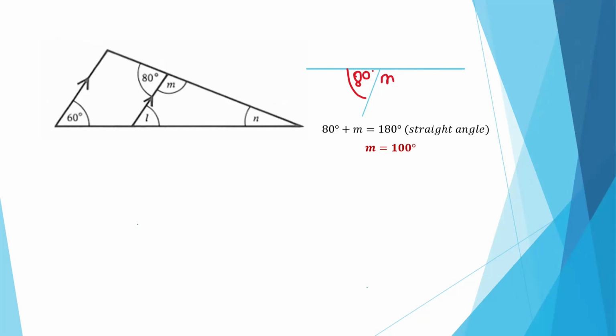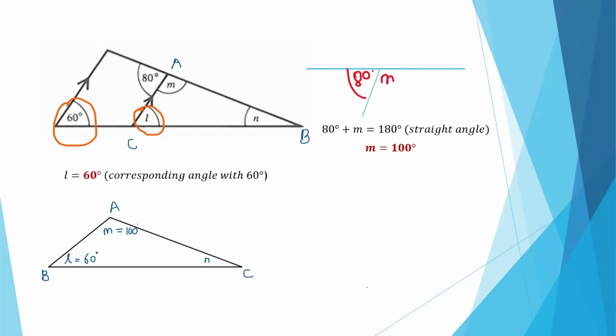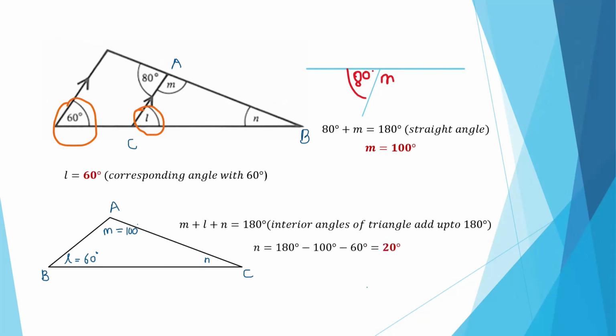Okay, so let's see how we are going to find the L. L is 60 degrees because that is a corresponding angle with the 60, since those two are parallel lines. Now let's see how we are going to find the N. Consider ABC as the triangle. When you add up the interior angles of the triangle, it will add up to 180. So you can find the N from 180 minus 100 and then minus the 60. So the N will be 20 degrees. Okay, clear?